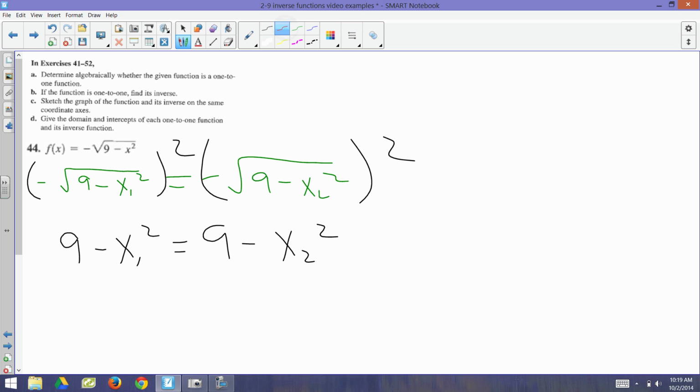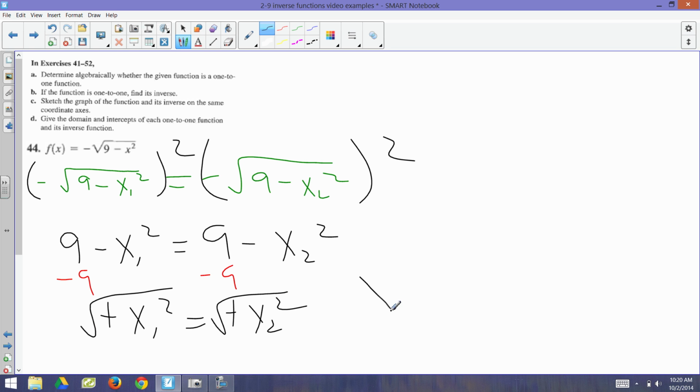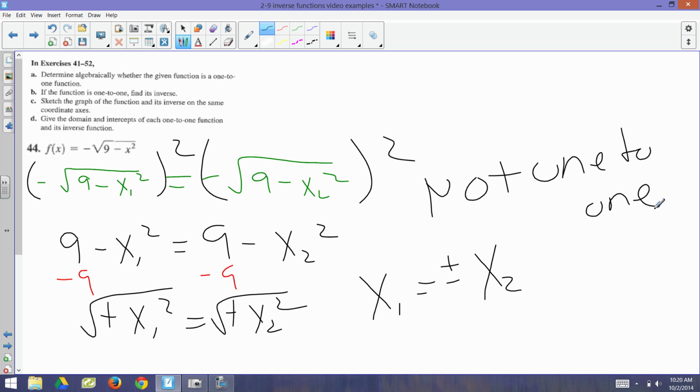Subtract 9 from each side. And I end up with negative x of 1 squared is equal to negative x of 2 squared. Multiply or divide by negative 1 makes them both positive. Take the square root of each side. And when I take the square root of each side, I have x of 1 is equal to plus or minus x of 2. Not 1 to 1. Not 1 to 1. Because x of 1 is not equal just to x of 2. It's equal to plus or minus x of 2.